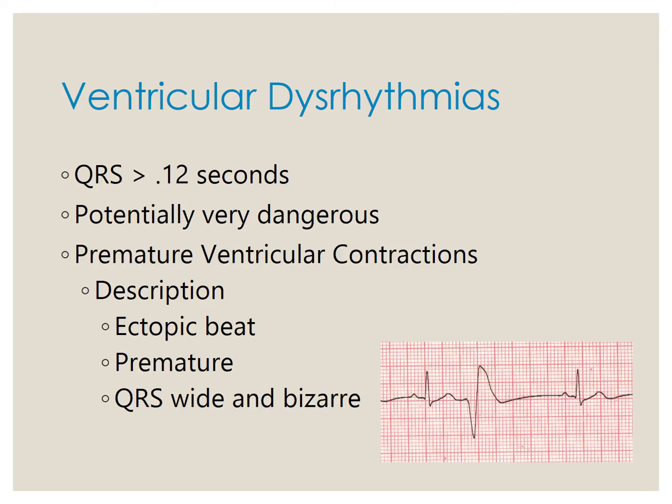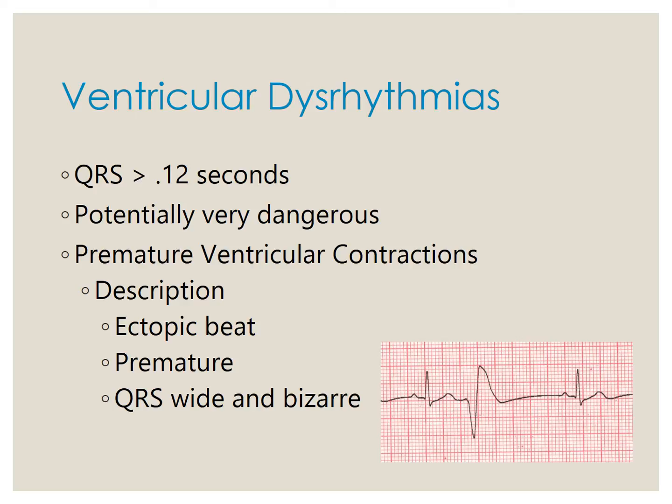Okay, premature ventricular contractions, or PVCs. This is ectopic. Ectopic just means abnormal. So it's an ectopic beat originating from an irritable cluster of cells in the right or left ventricle. Before the next expected sinus beat, you have a premature QRS complex. The QRS is usually wide and bizarre looking.